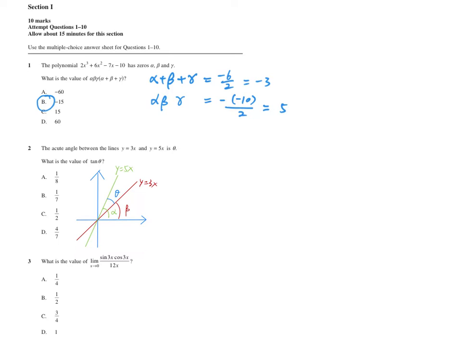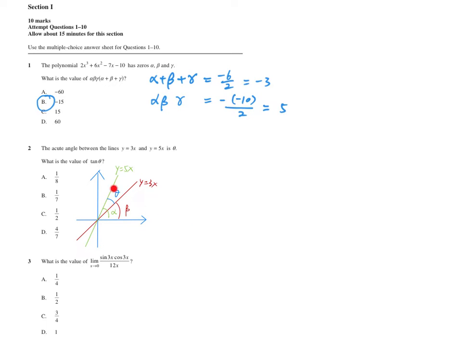Question number 2 is about equations of straight lines. There are two lines, y equals 3x and y equals 5x. I try to plot these two straight lines on a rectangular coordinate plane. y equals 3x is a straight line with gradient equal to 3, which means this red straight line here makes the angle beta with the horizontal.